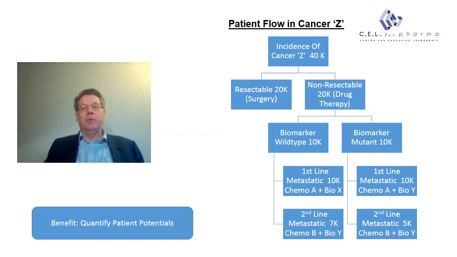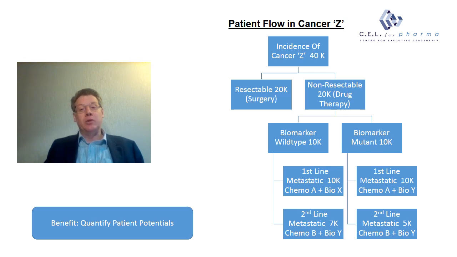Take, for example, this particular cancer type, cancer Z. 40,000 patients will develop this particular type of cancer during 1 year. That's what we call the incidence. Now, half of these patients will be resectable. That means that surgery will be beneficial for these particular patients.